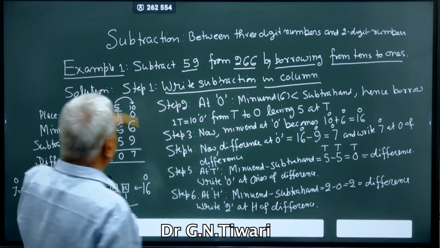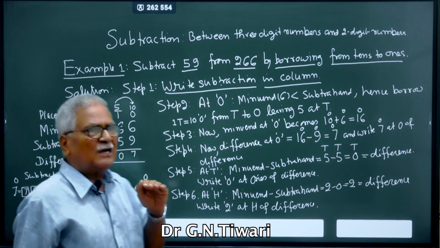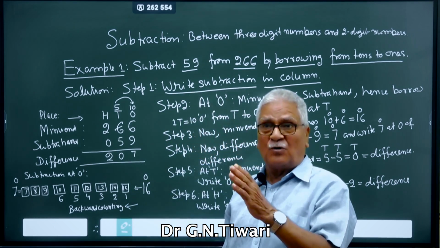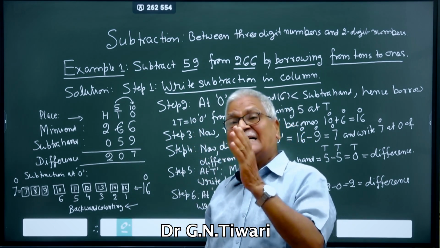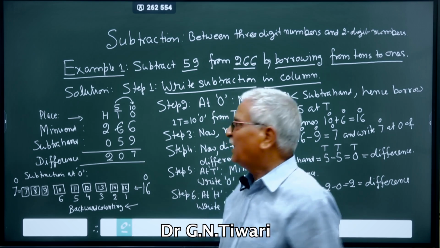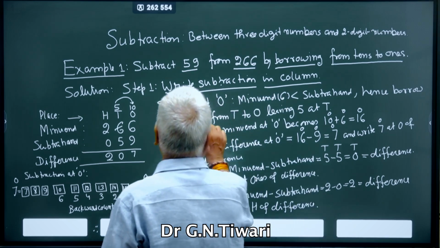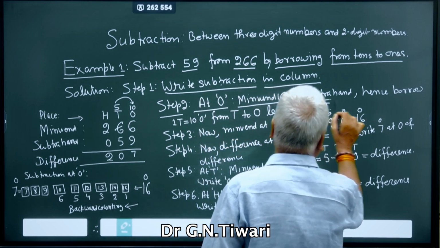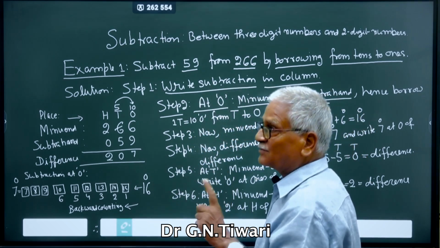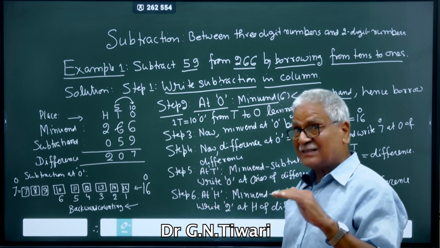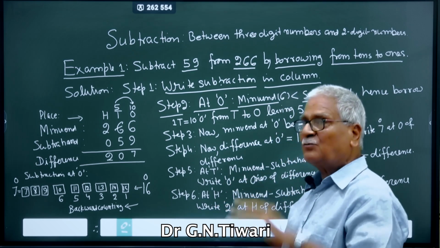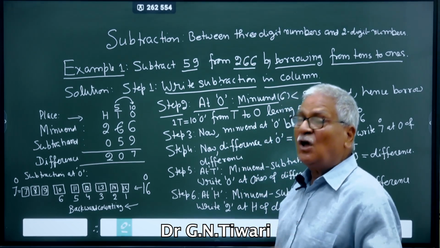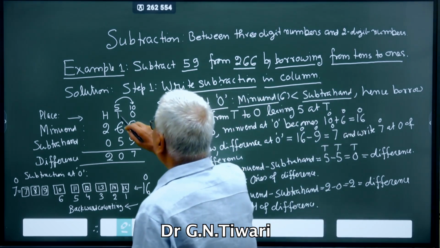Now step 2. When you are going for step 2, you should be clear that subtraction is done at O first, then at T, and finally at H. So step 2 starts at O. Since the minuend digit is less than the subtrahend digit, you cannot do subtraction, at least for this class of students. So what do you have to do? You have to make the minuend more than the subtrahend. For that, you have to borrow from T to ones.